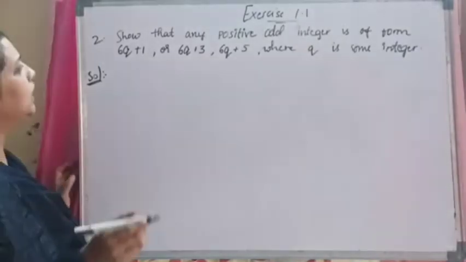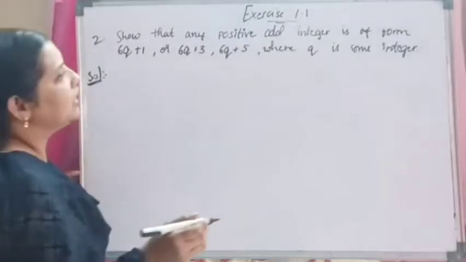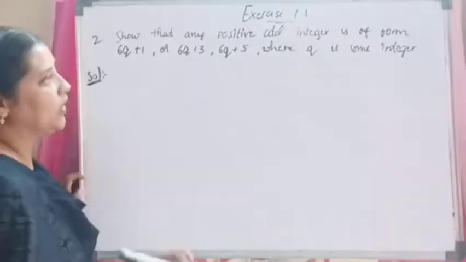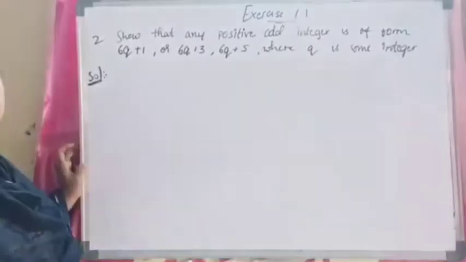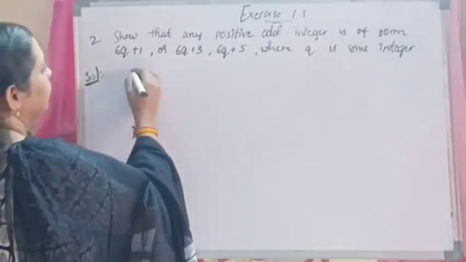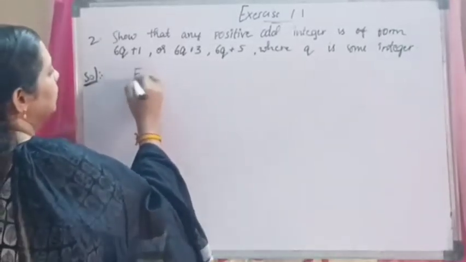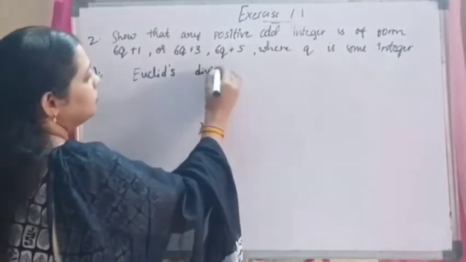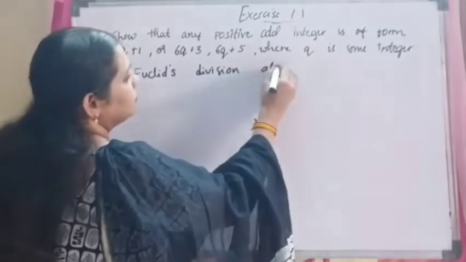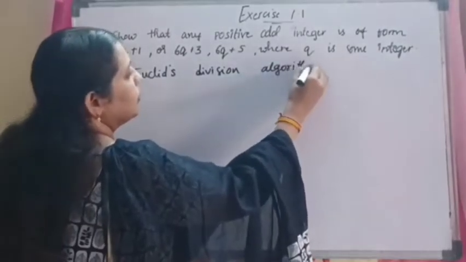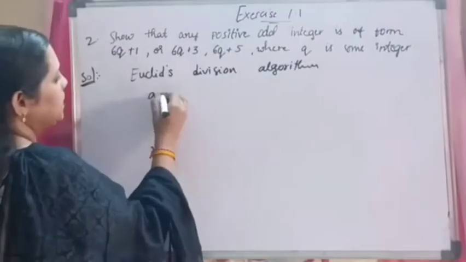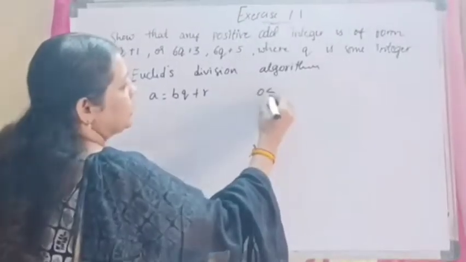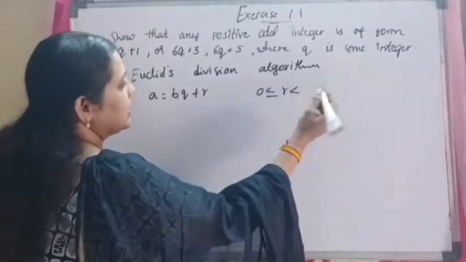Second question. Show that any positive odd integer is of the form 6q plus 1 or 6q plus 3 or 6q plus 5, where q is some integer. Now, first of all, Euclid's division algorithm. Euclid's division algorithm is a equals bq plus r, and 0 is less than or equal to r is less than b.